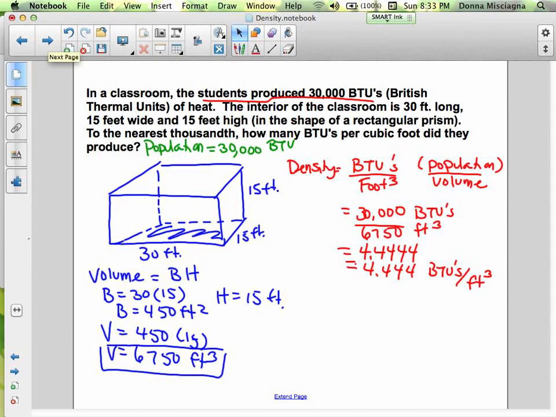So I hope you learned a great way to apply what you've learned in volume to finding density and population density.